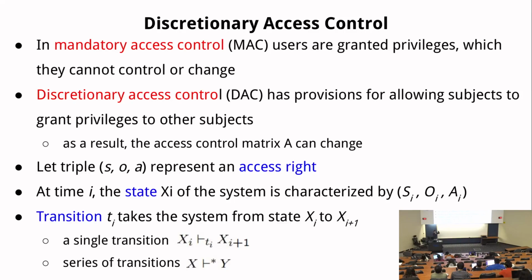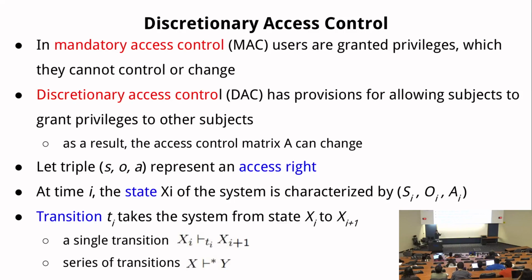So let's say we have a predefined access control matrix to define all the permissions for the object and subject in the system. But if this can be changed by some subjects, this is called a discretionary access control. Linux is an example of this.